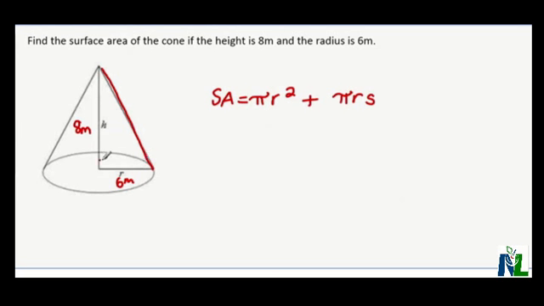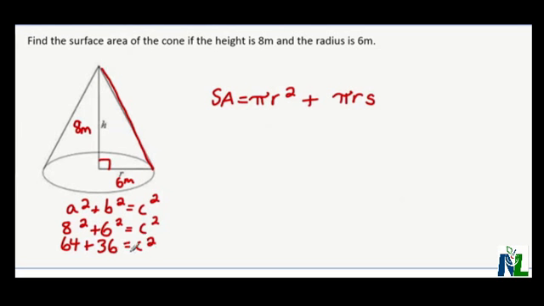So because this is perpendicular height, I know that I have a right triangle here. So there's an extra piece to this one where you'd have to use Pythagorean theorem to figure out the hypotenuse. So one of our sides is 8, the base is 6, and we're looking for our hypotenuse. So 8 squared is 64 plus 36, which is 100, and then you take the square root. So that will give us a slant height of 10 meters.